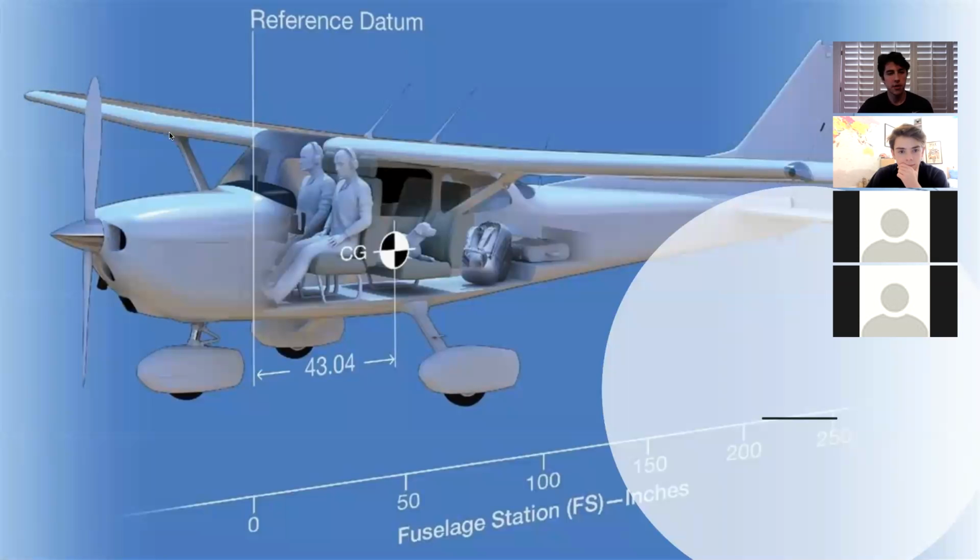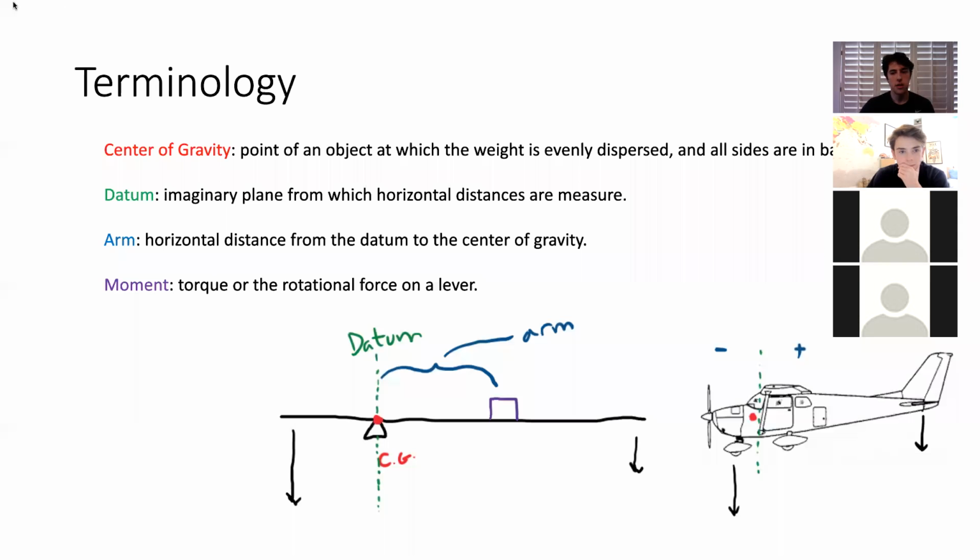So yeah, weight and balance. A bit of terminology. Probably the most important term you should know is the center of gravity. This is really what we're after. The center of gravity is basically the point of an object at which the weight is evenly dispersed and all sides are balanced. It's sort of the fulcrum on which, if you were able to prop the airplane up and stick it on a point, the airplane would be in balance. It wouldn't fall over or anything. Both sides would be the same weight.